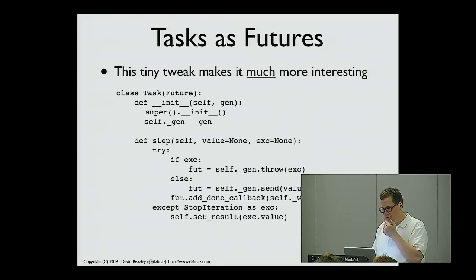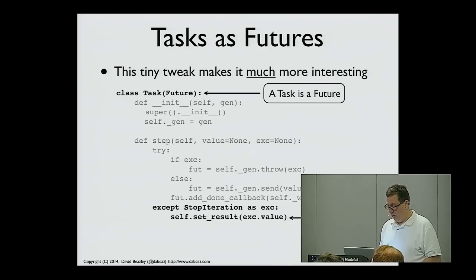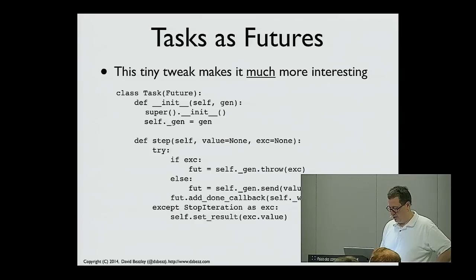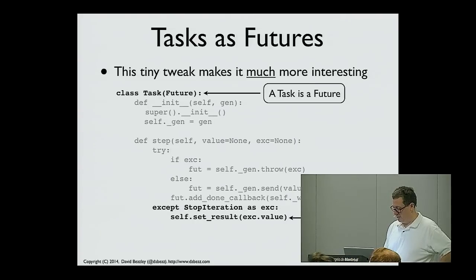And it turns out that there's a little tweak that you can do to make it significantly more interesting. And the tweak is to make it inherit from Future. And you're like, oh, good God. Okay, so what's going to happen here, and also what I'm going to do is make the StopIteration exception set the result of myself because I'm a future. So I'm going to set the result on myself here.